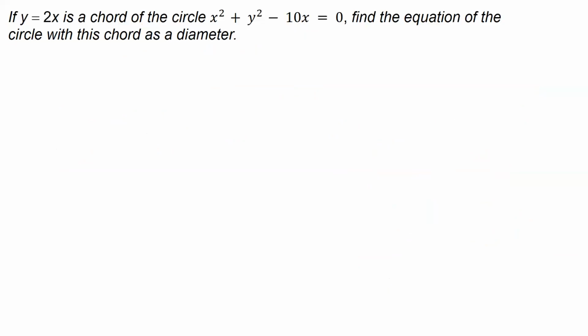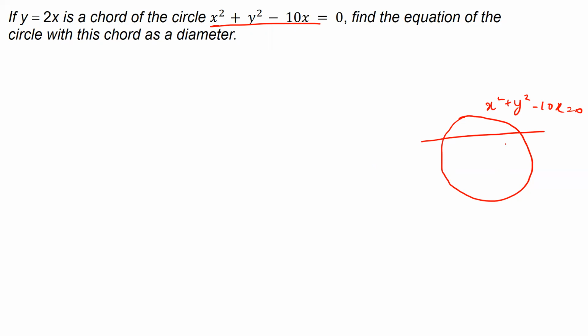Okay, let's take up one more question. Y is equal to 2x is a chord of the circle this. Find the equation of the circle with the chord as its diameter. So assume that the given circle is x squared plus y squared minus 10x is equal to 0. Suppose that this is my required circle and y is equal to 2x. This is the chord, the line of the chord. Find the equation of the circle with this chord as the diameter.